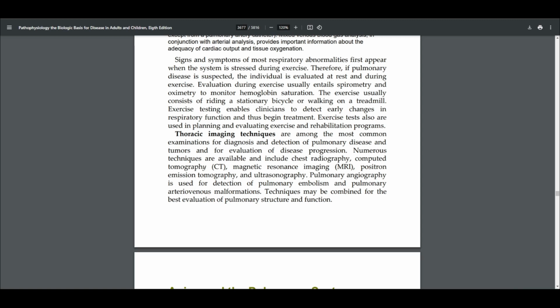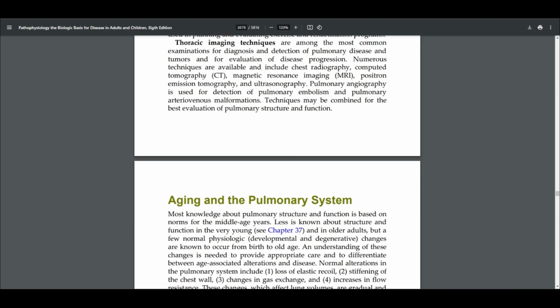Thoracic imaging techniques are among the most common examinations for diagnosis and detection of pulmonary disease and tumors, and for evaluation of disease progression. Numerous techniques are available and include chest radiography, CT, MRI, positron emission tomography, and ultrasound. Pulmonary angiography is used for the detection of pulmonary emboli and pulmonary arteriovenous malformations. Techniques may be combined for the best evaluation of pulmonary structure and function.